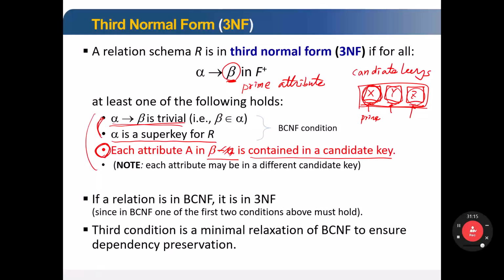And when you find this functional dependency violates the BCNF condition, you need to check whether this right dependent attribute is a prime attribute. If it is prime, then you consider that functional dependency satisfies the 3NF condition. Confusing, right? So the basic idea is this.